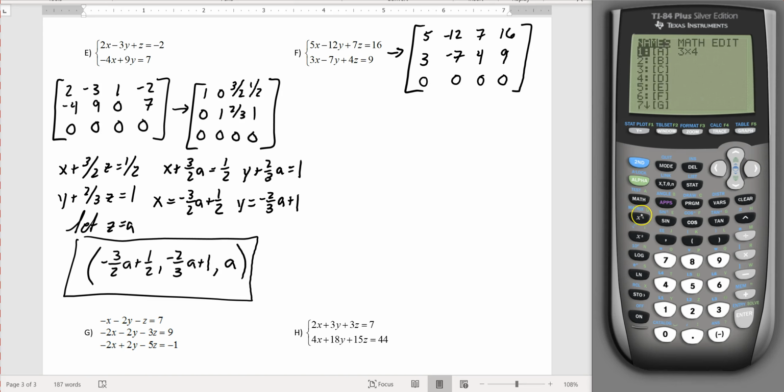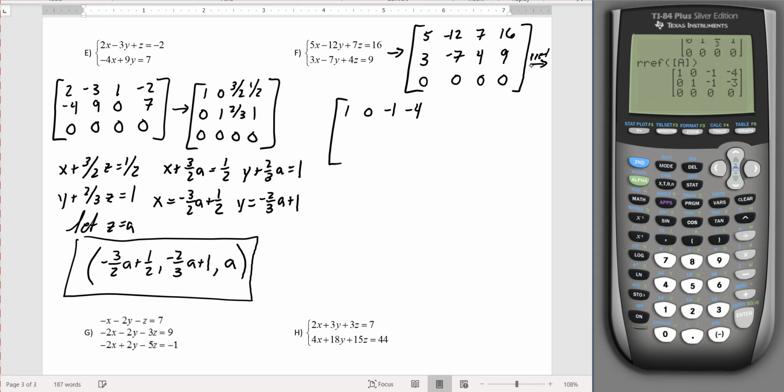Second matrix A, close parentheses, enter. Very nice. Okay, so we get this new RREF matrix, and I suppose I should try to show my work here. It is 1, 0, negative 1, negative 4, then 0, 1, negative 1, negative 3, and then a row of zeros, of course.